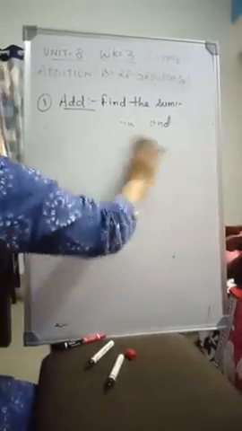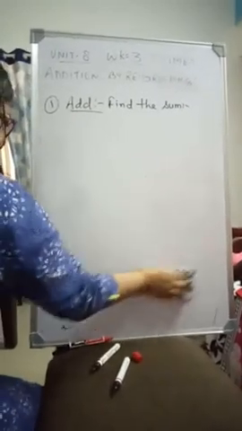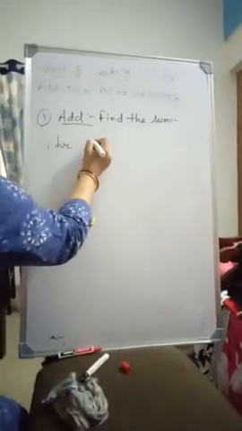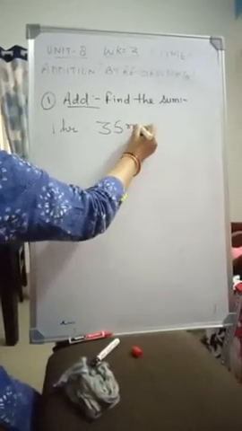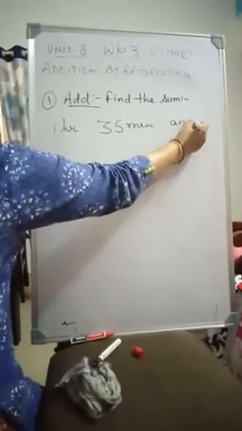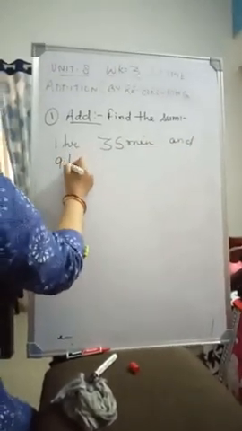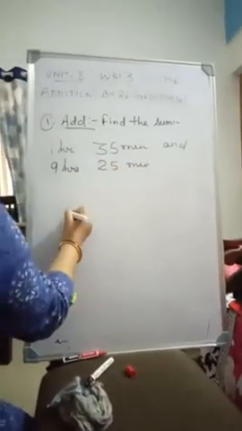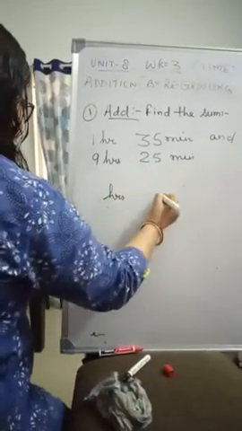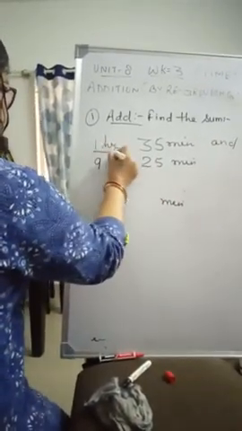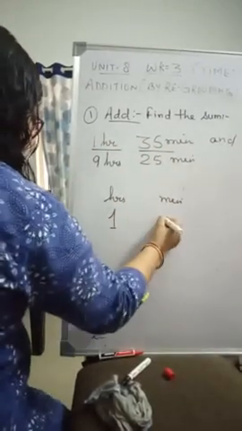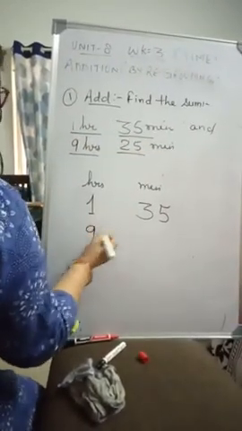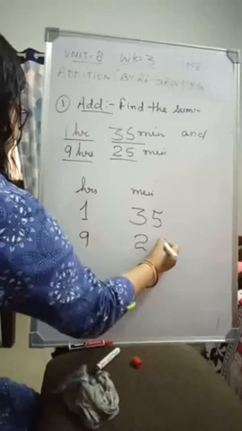Next example is 1 hour 35 minutes and 9 hours 25 minutes. Here all of you see. Firstly, I am making the column of hours and minutes. Now we insert this 1 hour 35 minutes. Now below that write down 9 hours in the hour section, just below 1, and 25 just below 35.